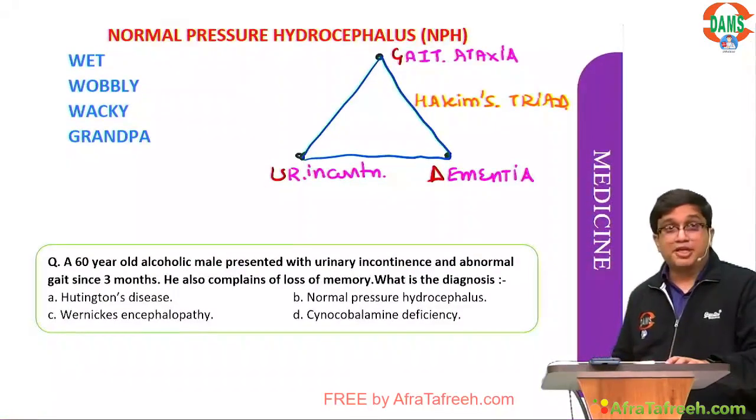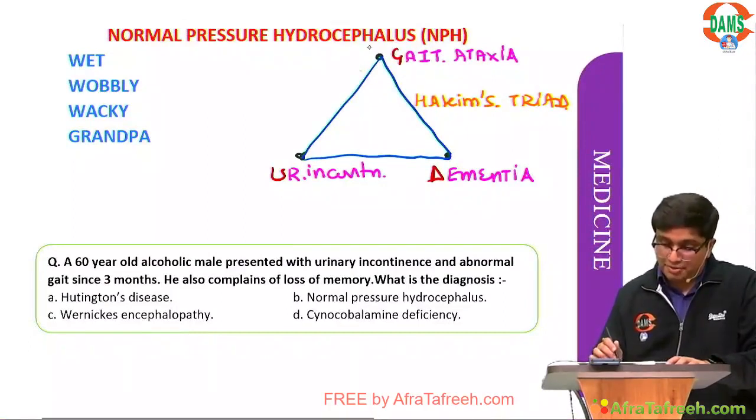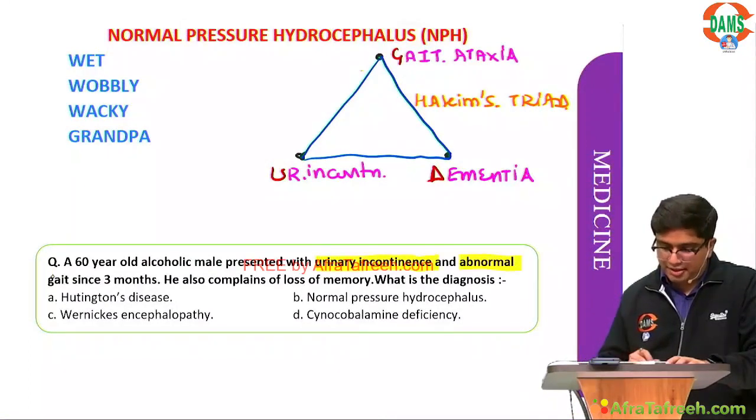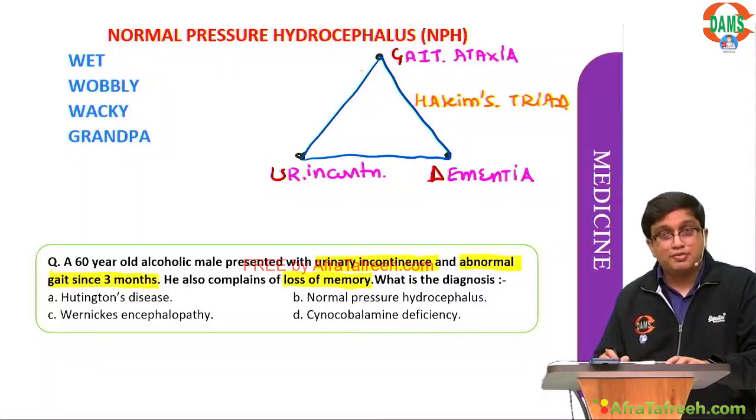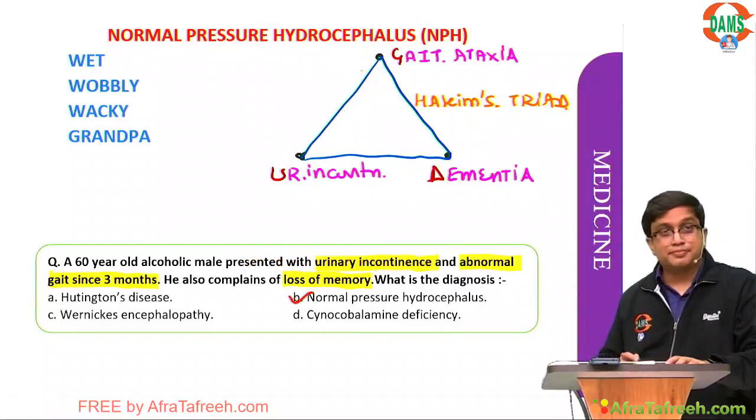A 60-year-old alcoholic male presents with urinary incontinence, abnormal gait and loss of memory. So urinary incontinence, abnormal gait and dementia. The triad back, what is that? It's a case of NPH.